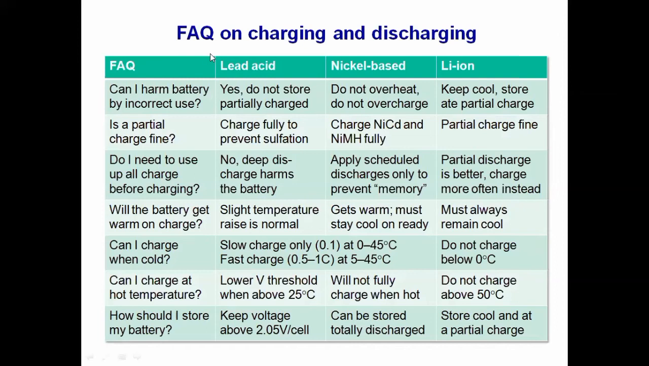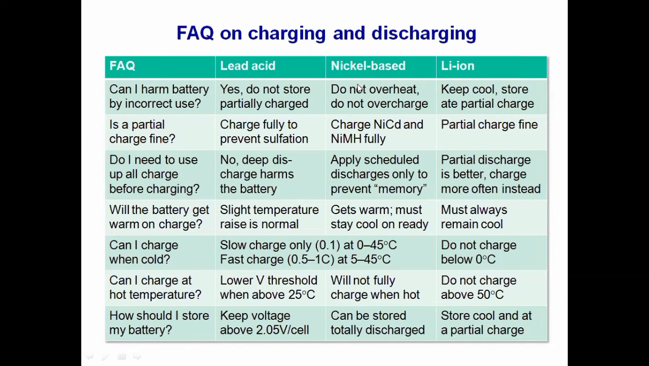We frequently ask questions on charging and discharging of batteries: lead acid, nickel based and lithium ion batteries. Can I harm a battery by incorrect use? Yes, for lead-acid batteries, but do not store them partially charged. You need to store them fully charged.